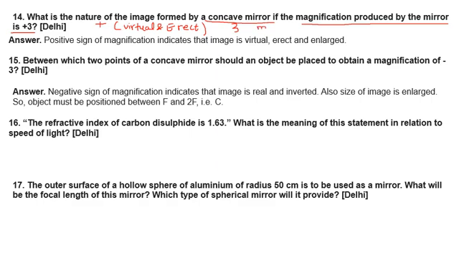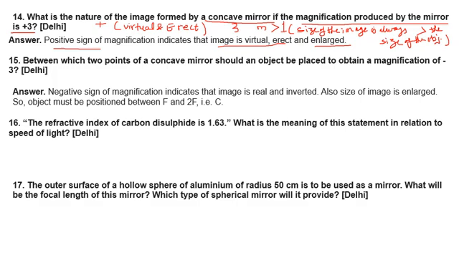When the magnification is more than 1, the size of the image is always greater than the size of the object. So you can read the answer over here. The positive sign of magnification indicates the image is virtual and erect, and 3 indicates that it is enlarged because it is more than 1.